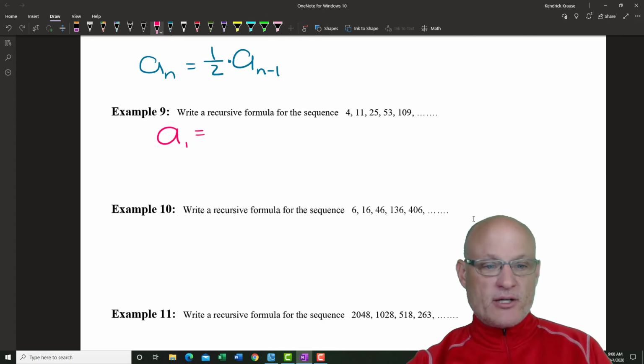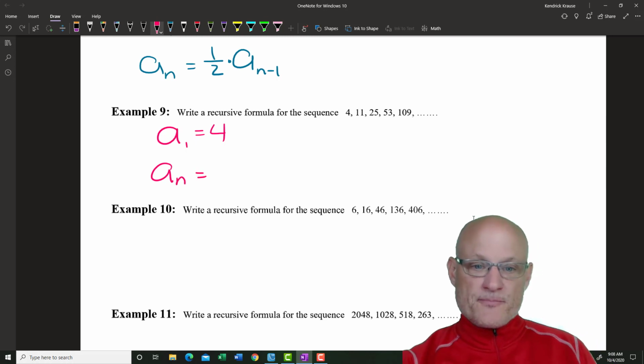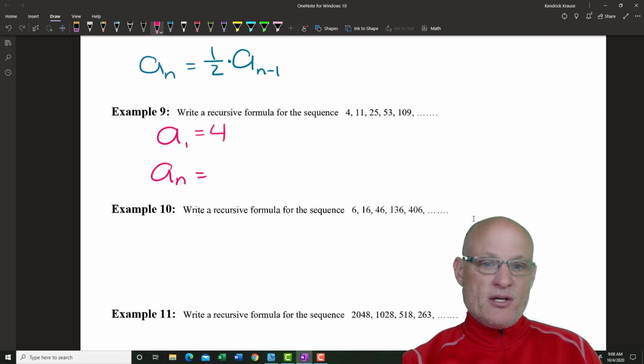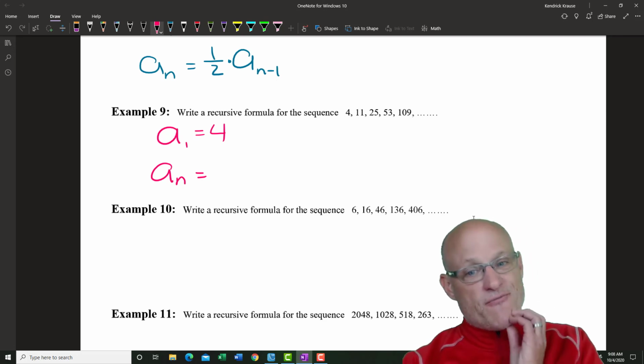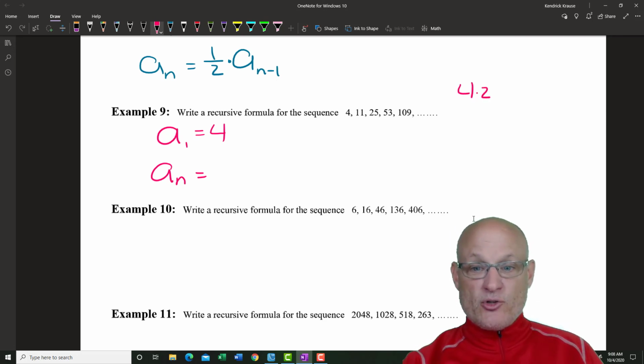So A sub 1 equals 4. A sub n equals. Now, what are we doing? We're adding 7. Nope, not adding 7. Now, you can't multiply to get to 11 because 4 times... So I can multiply 4 times 2, I would get 8, and then add 3, and that would give me 11. And then I can take 11, multiply by 2, and add 3. That would give me 25.